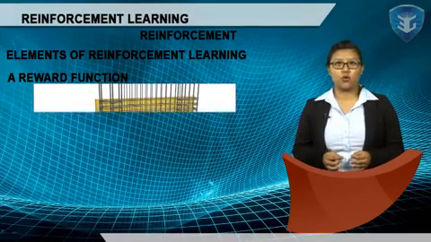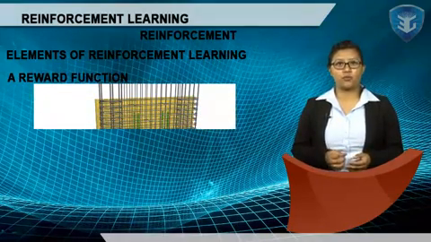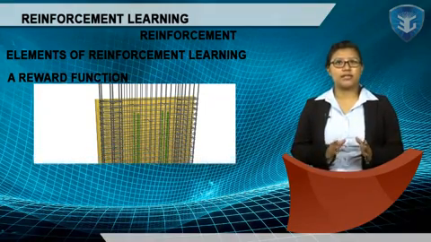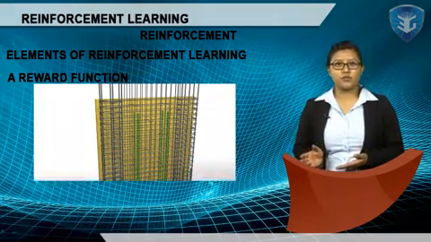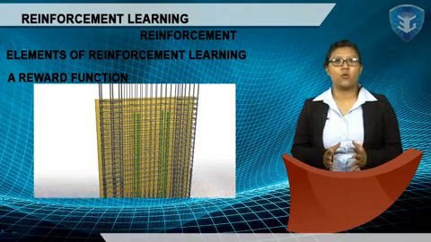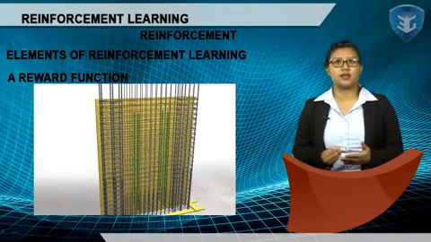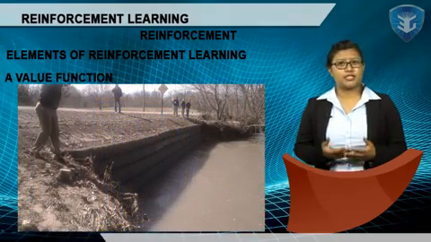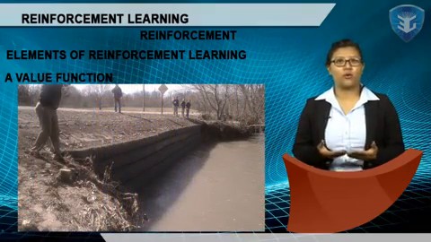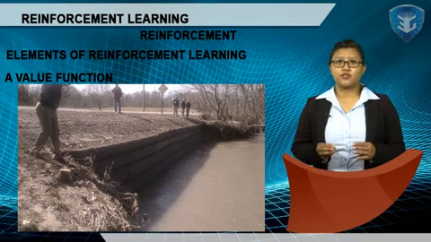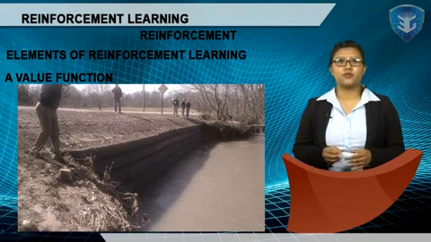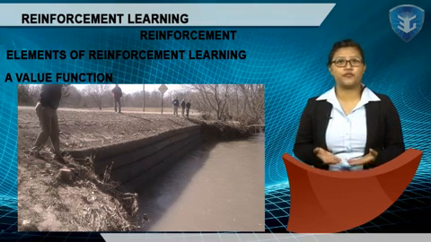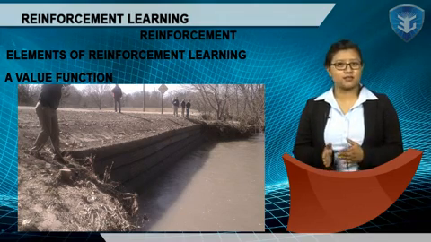A reward function defines the goal in a reinforcement learning problem. Roughly speaking, it maps perceived states or state action pairs of the environment to a single number, a reward, indicating the intrinsic desirability of the state. A value function specifies what is good in the long run. Roughly speaking, the value of a state is the total amount of reward an agent can expect to accumulate over the future starting from that state.